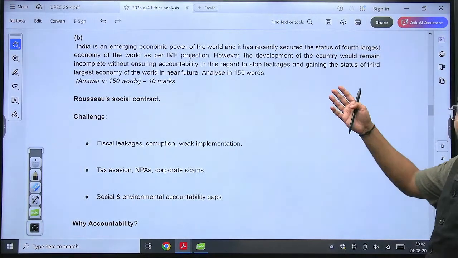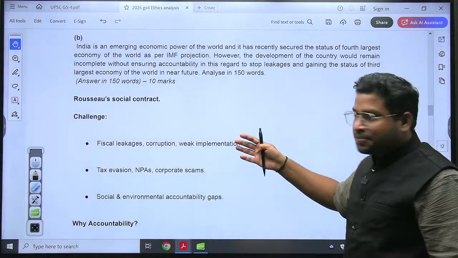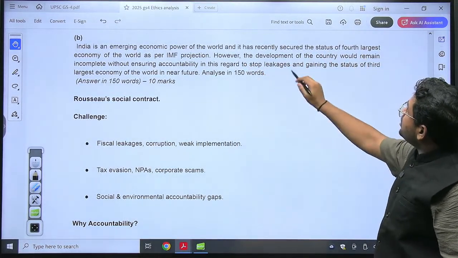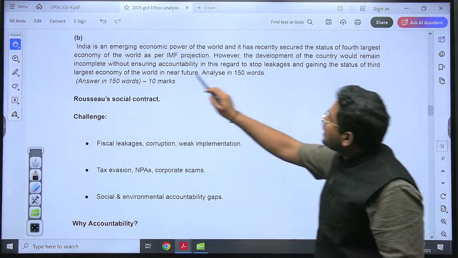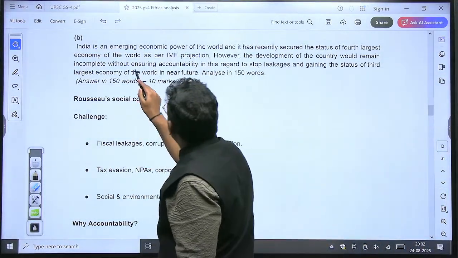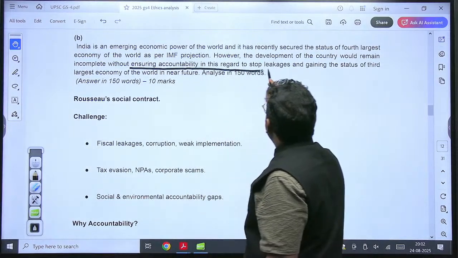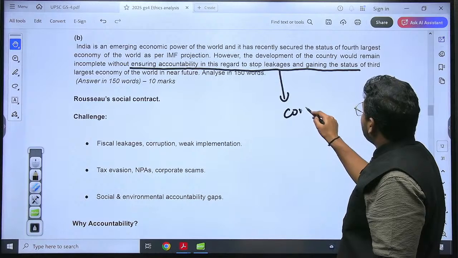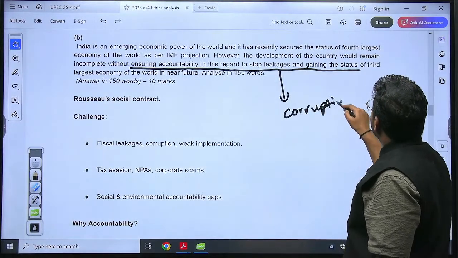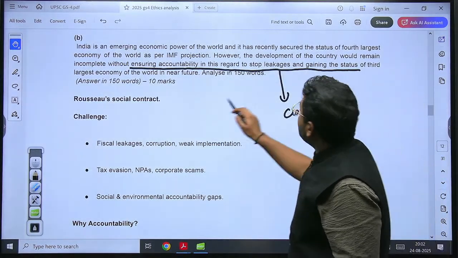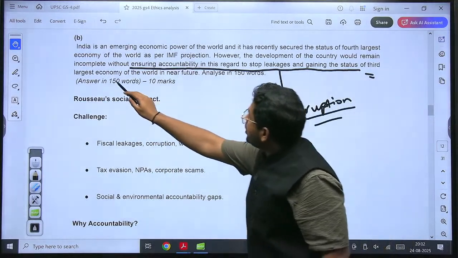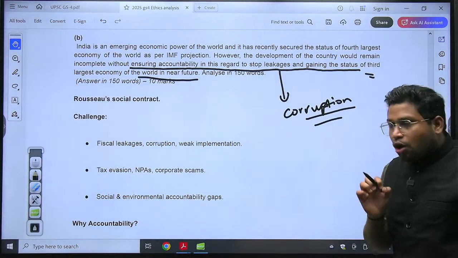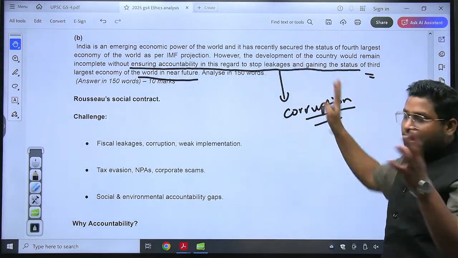Now it seems like they have directly taken the question from a newspaper, right? We are becoming this economic power, the IMF projection is there. Development would remain incomplete without ensuring accountability in this regard to stop leakages. Okay, you talk about the corruption part and gaining the status of the third largest economy of the world in the near future, right?